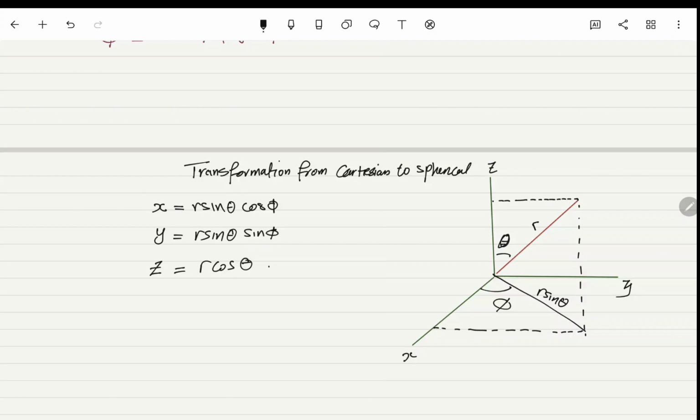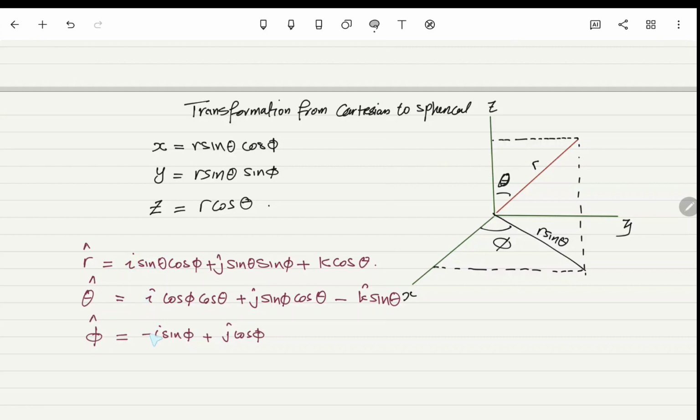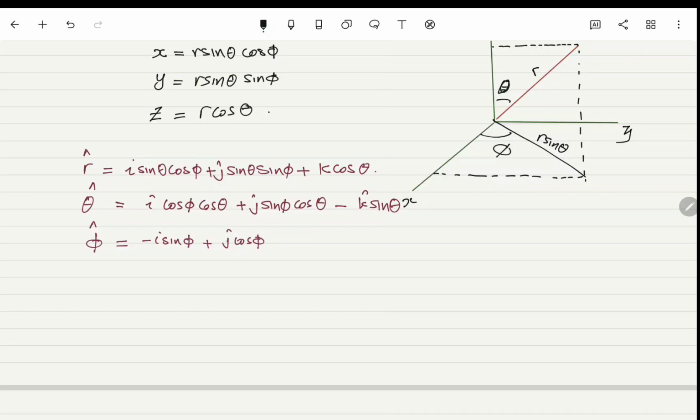Previously, we wrote r hat, theta hat, phi hat in terms of I, j, k. I just copied them like in this one here. Now we need to write I hat in terms of r hat, theta hat, and phi hat. Let's do the following. If we dot product both sides of this equation here with I hat, therefore I hat dot r hat equals sine theta cosine phi, and remember I dot I is 1, I dot j is 0, I dot k is 0.